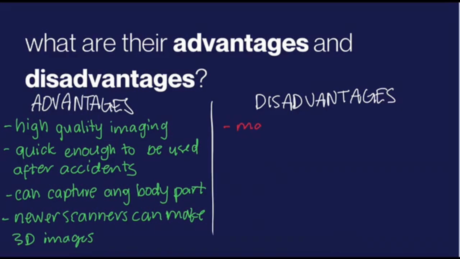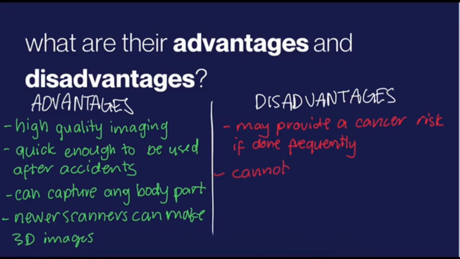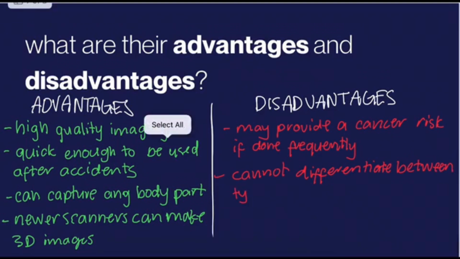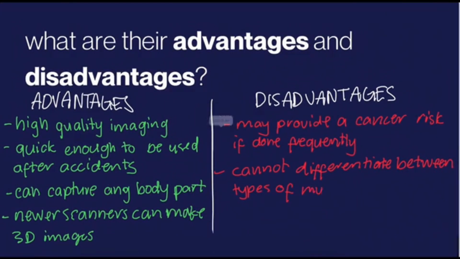At the same time, some disadvantages of CT scans include exposure to radiation, which may provide a cancer risk if CT scans are done frequently, and the inability to differentiate between different types of soft tissue, such as organ and muscle, limiting their usefulness. This is where other technologies, such as magnetic resonance imaging or MRIs, may come in handy.